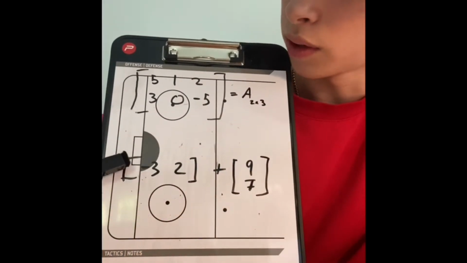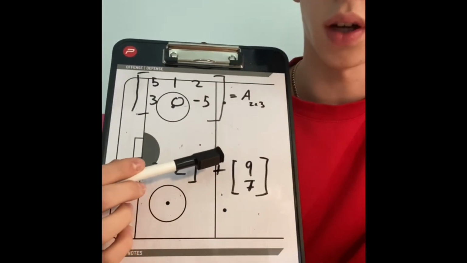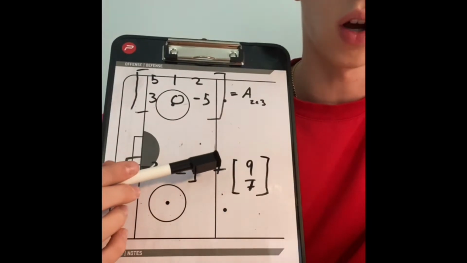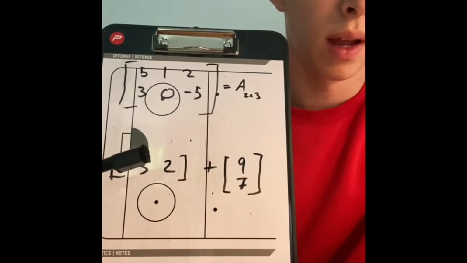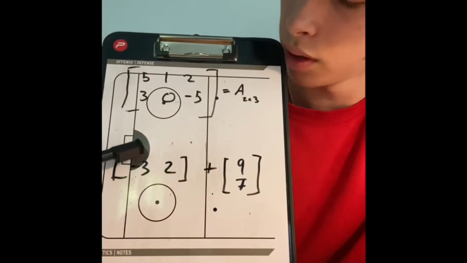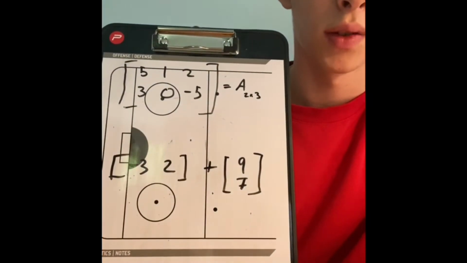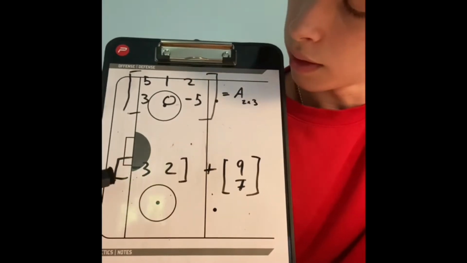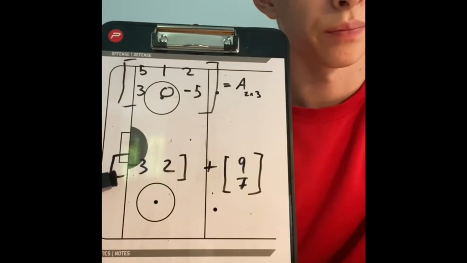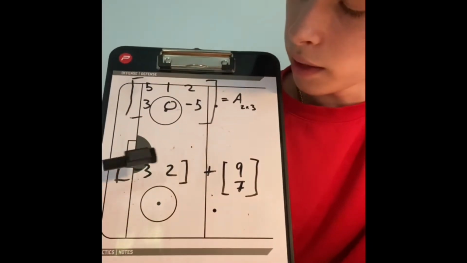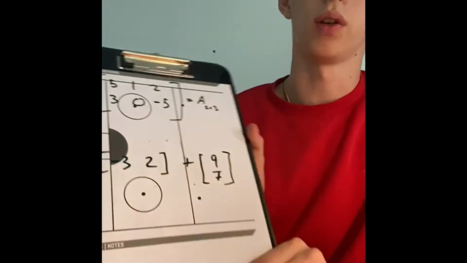So the problem is that this has 1 row and 2 columns, and this one has 2 rows and just 1 column. So they have no corresponding elements to add up. This one is a 1 row by 2 column, so it's a row vector, and this one is a 2 by 1 column and is called a column vector. So they are not the same dimensions, and therefore you can't add them together, so it's not possible.